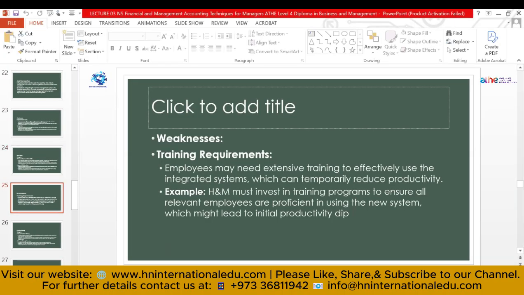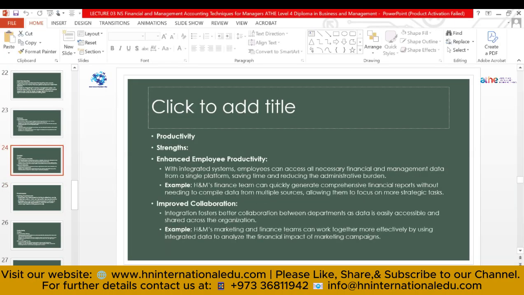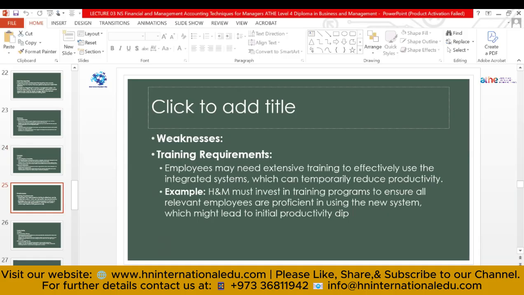Weaknesses for the productivity is training requirement. Yes, is it productivity? Yes. Training requirement. Employees may need extensive training to effectively use the integrated system, both the systems together, which can temporarily reduce the productivity because you are new to this. Not everyone is bound to learn those things in your A levels or university time. You need to train the new employees, even the existing ones.